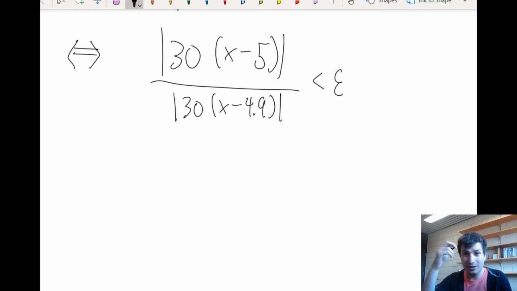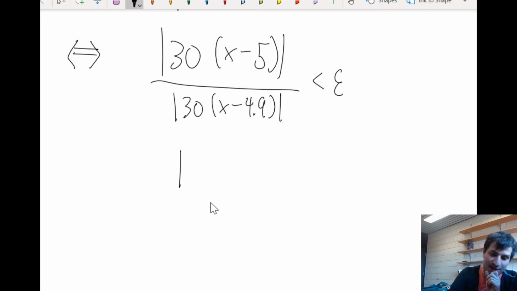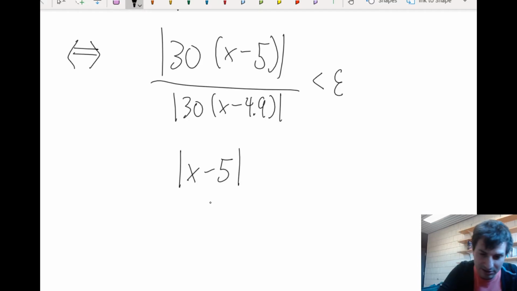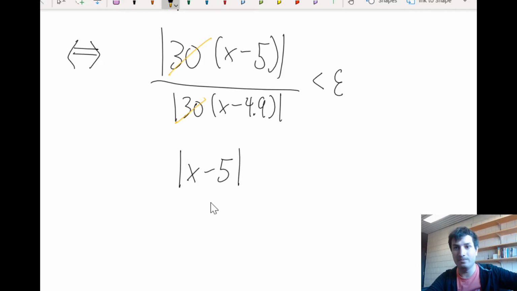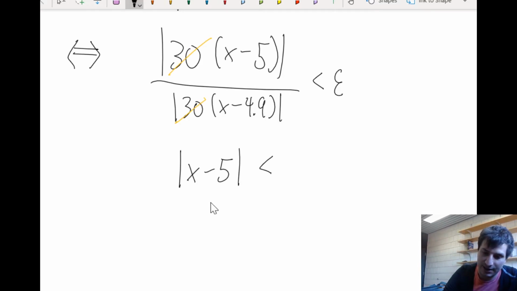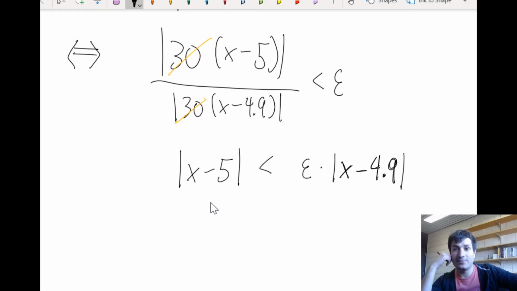So let me think here. I want x minus 5. So I'm going to put the x minus 5 on its own, and I'll put everybody else to the other side. So x minus 5, and everybody else, you go away. Oh, guys, look, the 30s cancel. Nice. Okay, so what do we have? x minus 5 is less than epsilon times x minus 4.9. Here we go. x minus 5 is less than epsilon times x minus 4.9.